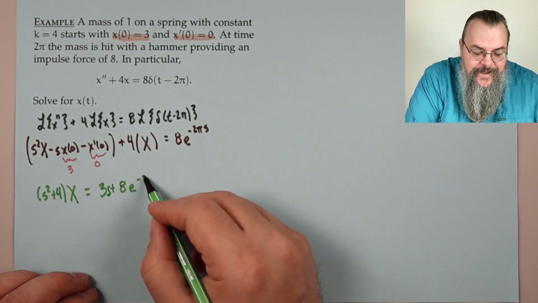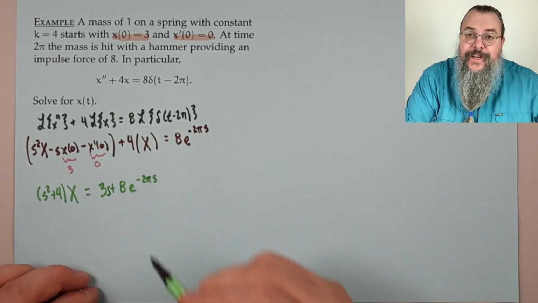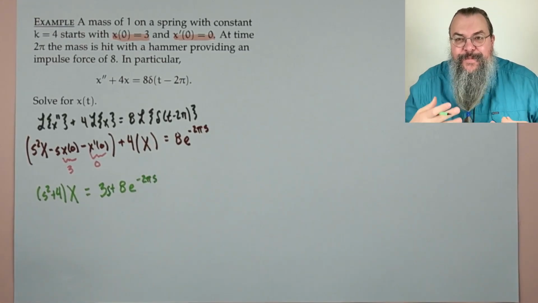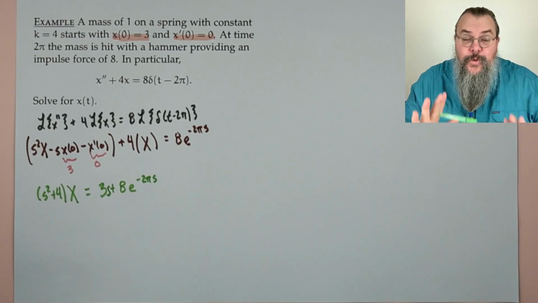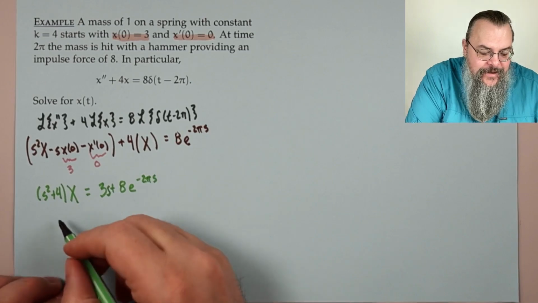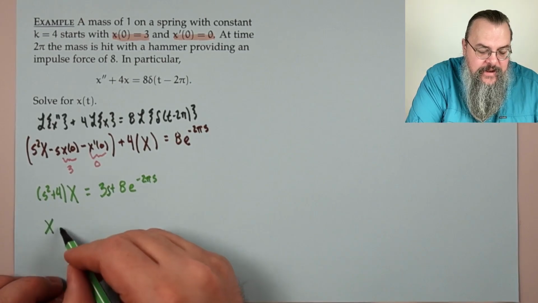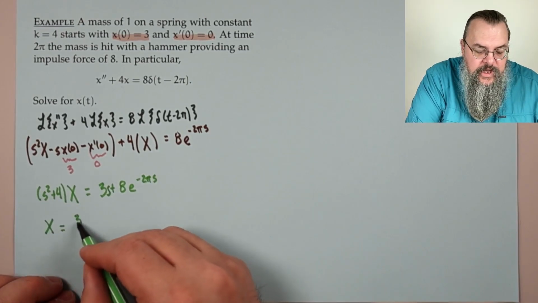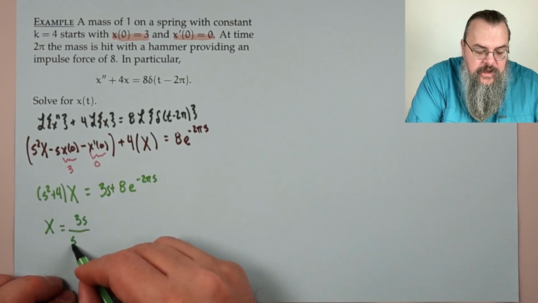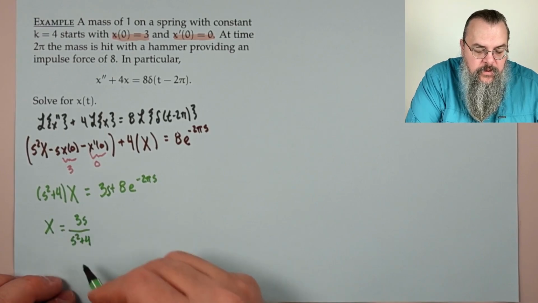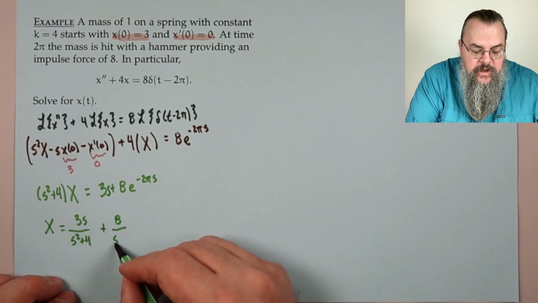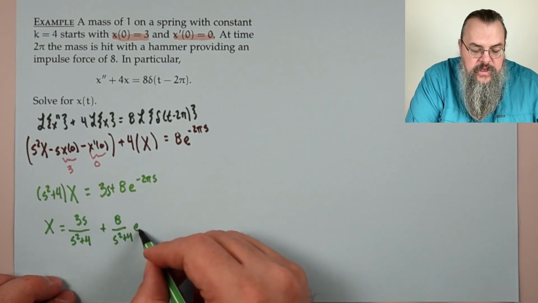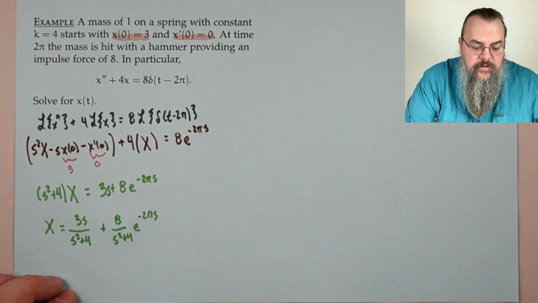Yeah, this is the biggest challenge. It's just copying, making sure you copy everything down right. So it's all right, take your time. We're good. So that says that capital X is equal to 3s over s squared plus 4 plus 8 over s squared plus 4 times e to the minus 2 pi s.